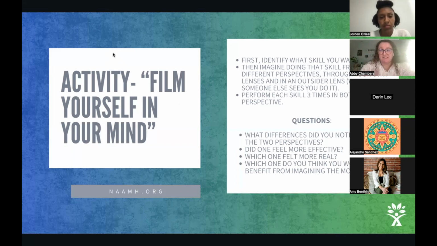I do think it's interesting to notice the difference that you might see when looking at yourself from an outsider perspective doing a task, especially when you compare the same task through your own lens versus through an outsider lens. It is very interesting to see yourself do something successfully rather than actually doing it successfully through your own lens.